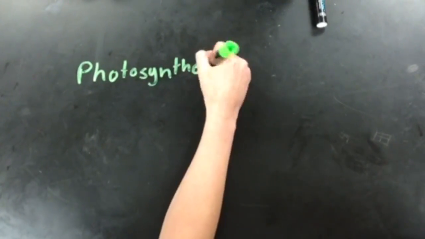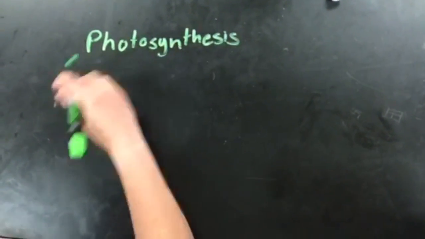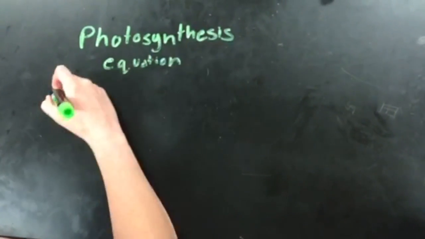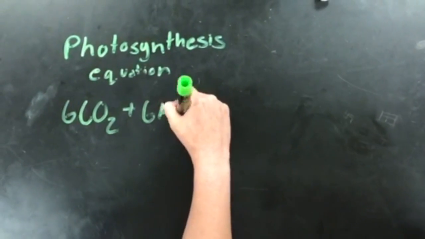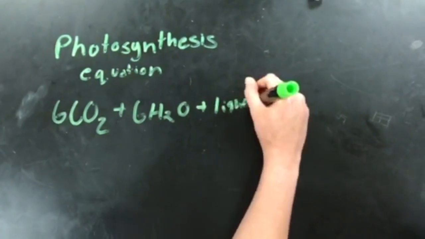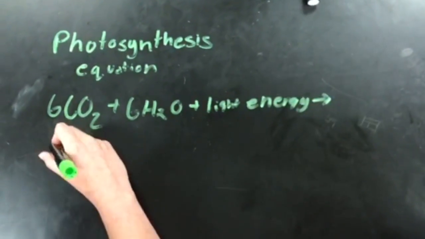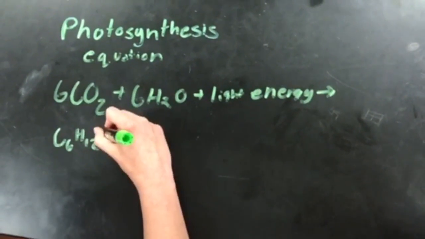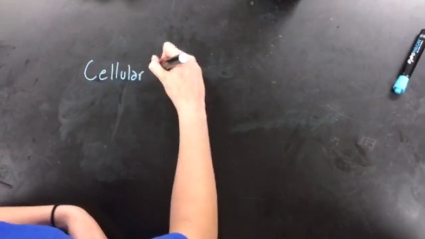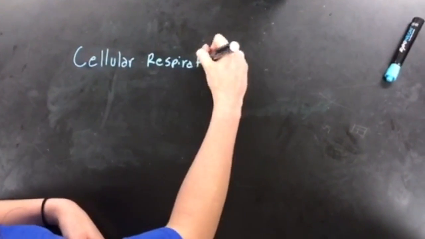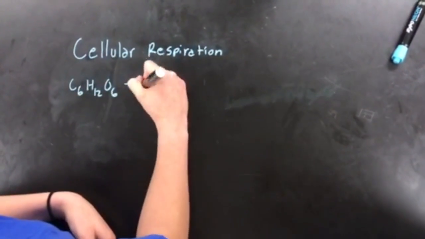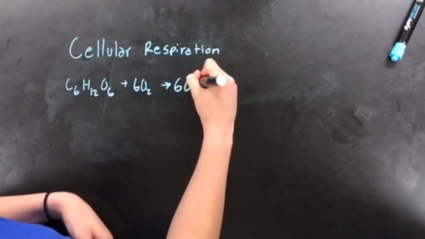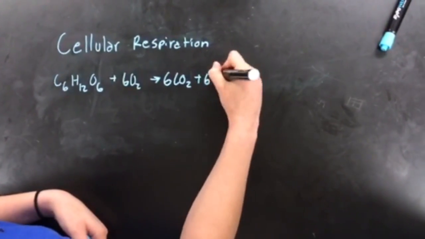This is the photosynthesis equation. We start off with 6 CO2, 6 H2O, plus light energy, and then make glucose and oxygen. This is the cellular respiration equation, which is just glucose and oxygen, and it makes 6 CO2 and 6 water and ATP.